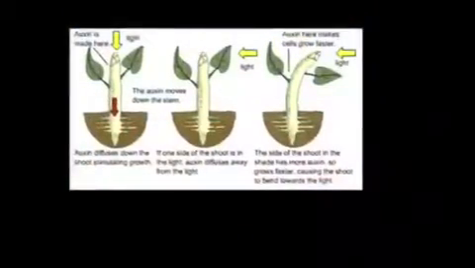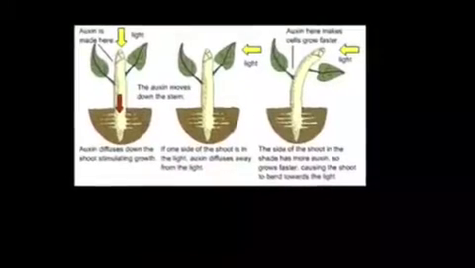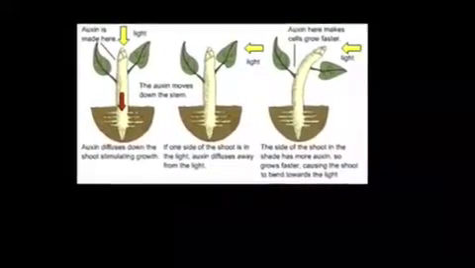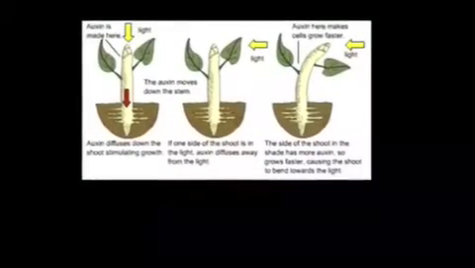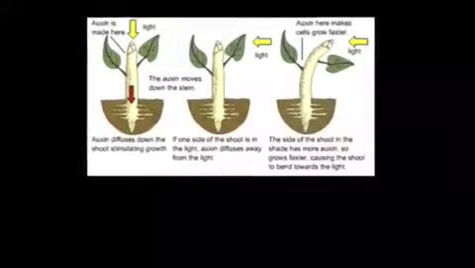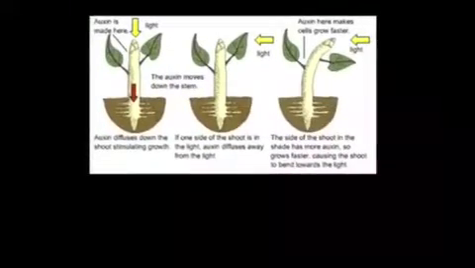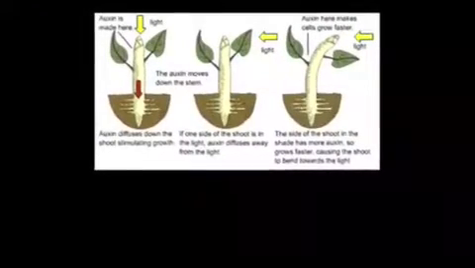Plant hormones are growth-regulating substances that act to control growth and development. Auxin is a plant hormone that causes the shoot to bend toward light, showing positive phototropism. Auxin is the only named plant hormone that IB expects us to know. It is found at the tips of the roots and at the tip of the shoot in the apical meristems. In phototropism, auxin diffuses down the shoot and stimulates growth.